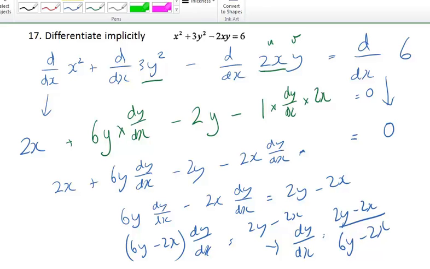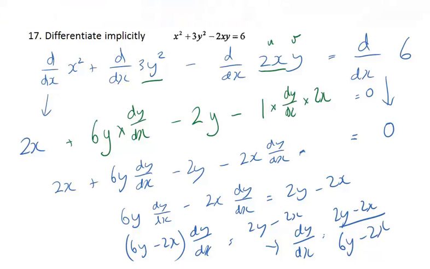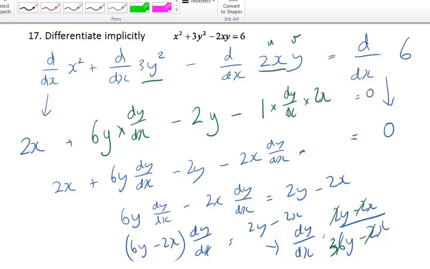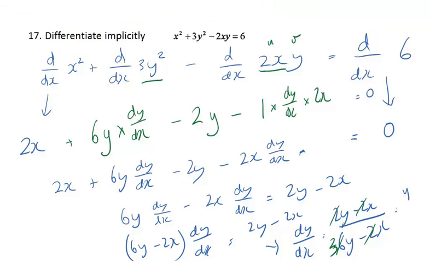We can simplify this a little bit because we see that all of our numbers are even. Divide by 2, divide by 2, divide by 2, divide by 2, we get 3. So now we've got y minus x on 3y minus x. Here, y minus x on 3y minus x, and we can make these x terms positive if we want, so we can have x minus y on x minus 3y.